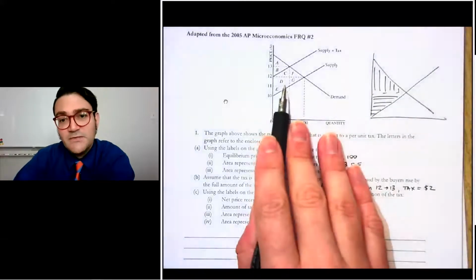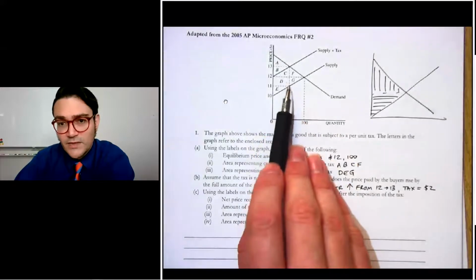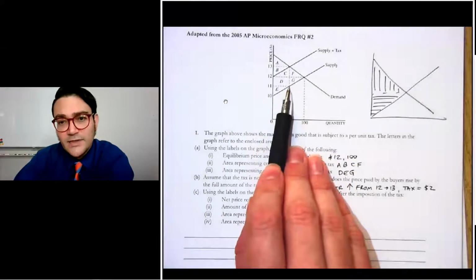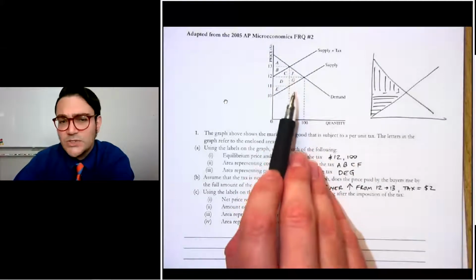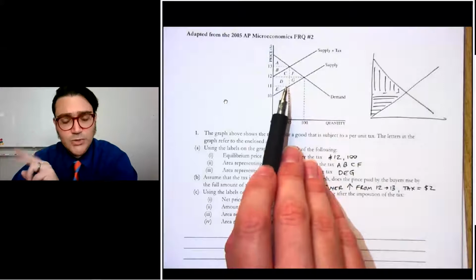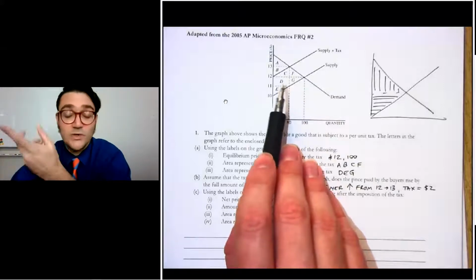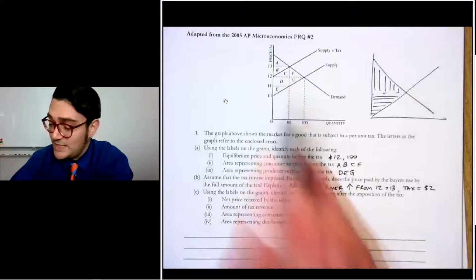The price received is that quantity, right? That yellow brick road quantity, and that's going to be on the original supply curve. So how much is that? That's 11. Remember, the buyers are paying 13, but the sellers don't get to keep that because the tax is 2. So 13 minus the 2 gives you 11.